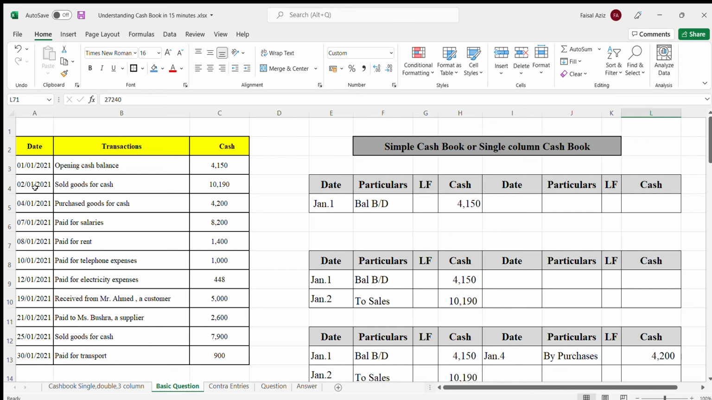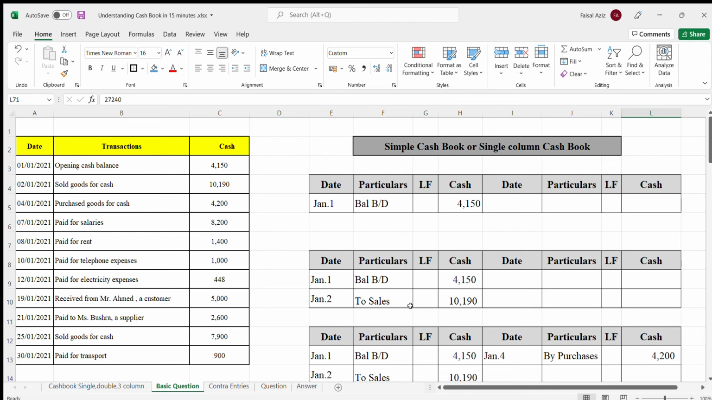2nd of January 2021 sold goods for cash 10,190. So this is a sales transaction and goods are sold for cash. So we will mention it over here with the prefix to sales 10,190. The third transaction which was carried on 4th of January purchase goods for cash.